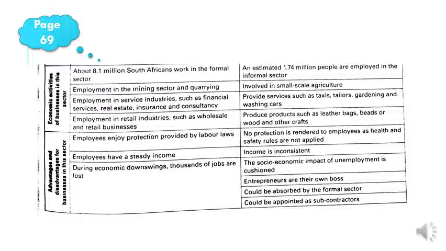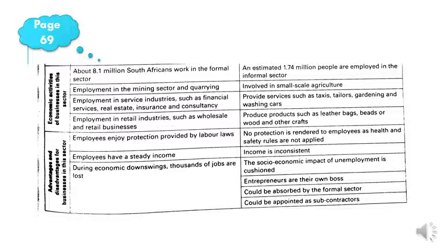Now we have a look at the economic activities in the informal sector. An estimated 1.74 million people are employed in the informal sector. So again, it is still a lot. It still brings in an income. Involved in small-scale agriculture. So if it's the lady selling fruits and vegetables, it is most likely done at her own house, so own small-scale, own yard, etc. Provides services such as taxis, tailors, gardening, and washing cars. Produce products such as leather bags, beads, or wood and other crafts.